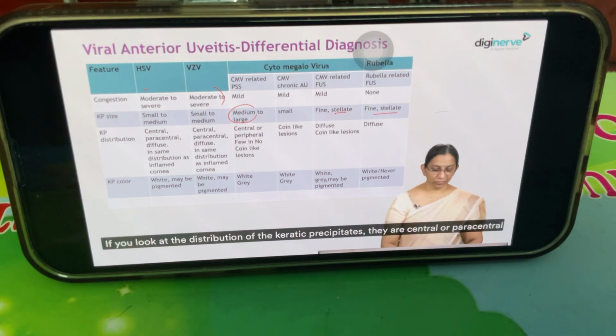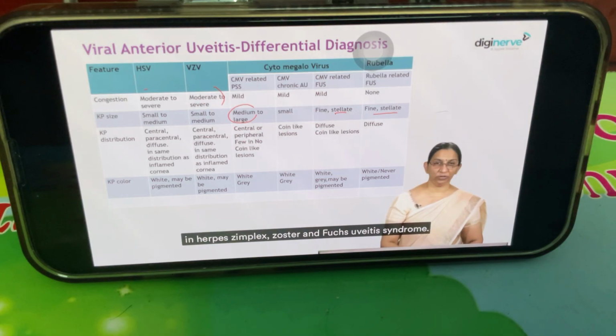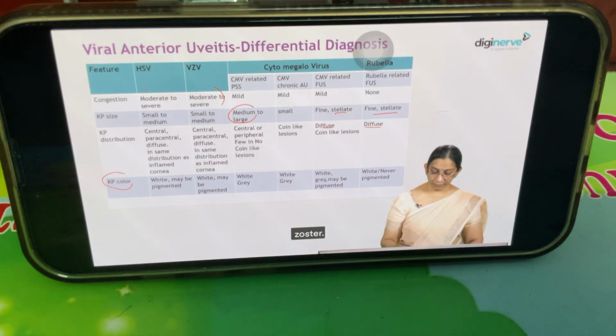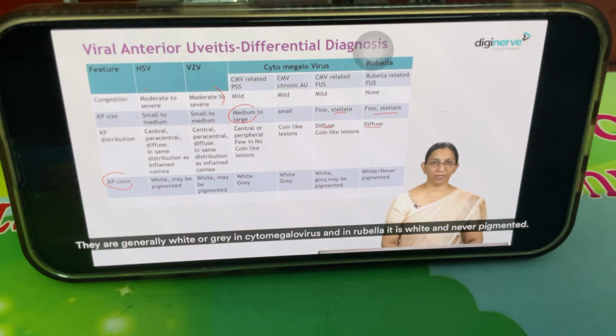If you look at the distribution of the keratic precipitates, they are central or paracentral in herpes simplex, zoster, and Posner-Schlossman syndrome. You get diffuse distribution of keratic precipitates in Fuchs uveitis syndrome, whether it's related to CMV or rubella. And you typically get the coin-like lesions in cytomegalovirus anterior uveitis. The color of the keratic precipitates may be white and pigmented in herpes simplex and zoster. They're generally white or grey in cytomegalovirus, and in rubella, they are white and never pigmented.